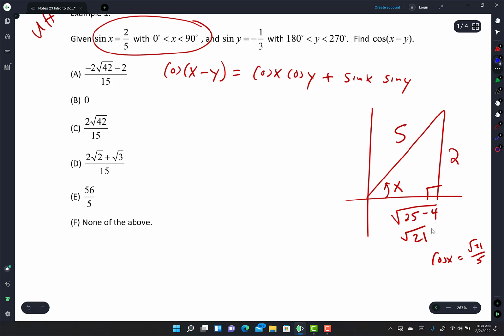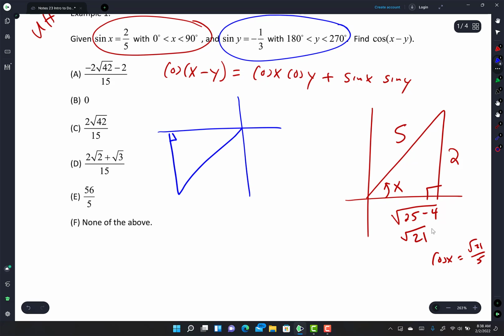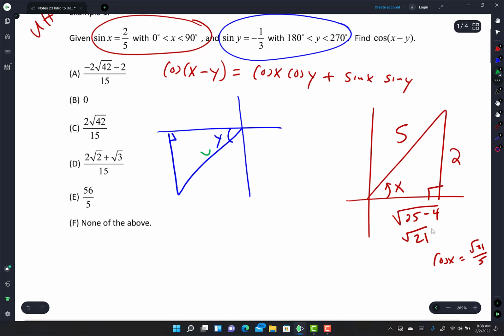All right, now I'm going to do this one in blue. 180 degrees to 270. That's where angle y is. So what quadrant is that? Quadrant what? 3. So I exaggerate quadrant 3. Here is my right triangle. And I use my reference to help me out. So there's my angle y. The real angle y is this one. So don't write this down. Just that one in green is the real angle y. But we always use a reference to help us out. That makes sense, guys? All right.